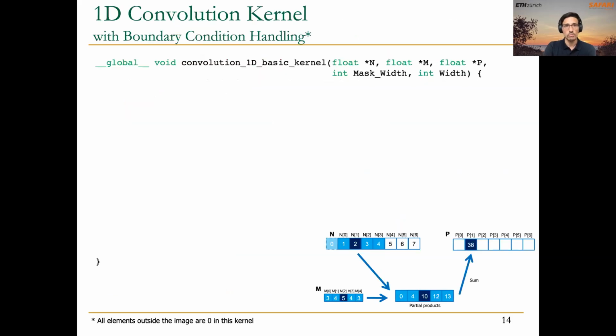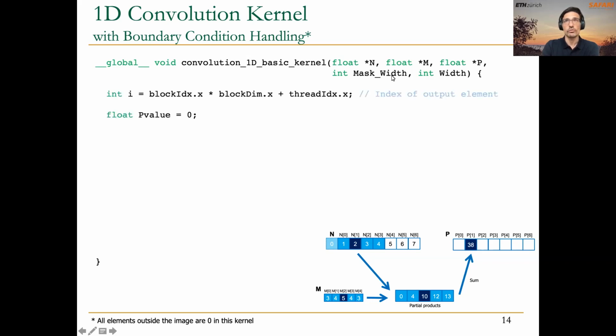And here you can see some code for the 1D convolution kernel with boundary condition handling. Observe that here we have the input arguments of this kernel. We have the input array N, we have the mask M, and we have the output P. We also have the width, that is the total size of the input N, and also the mask width.